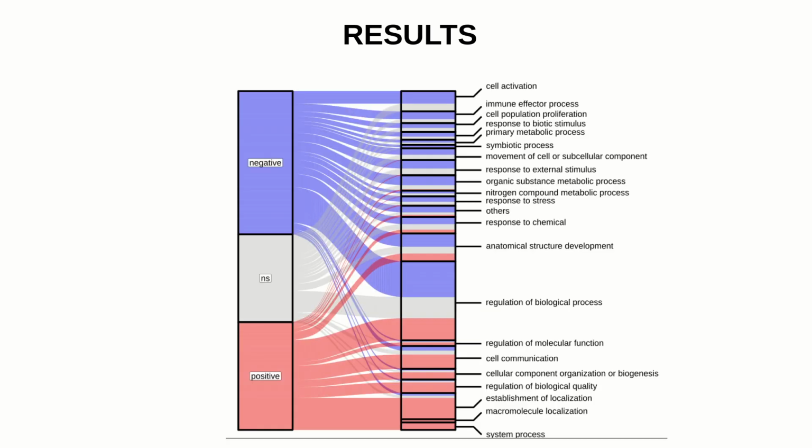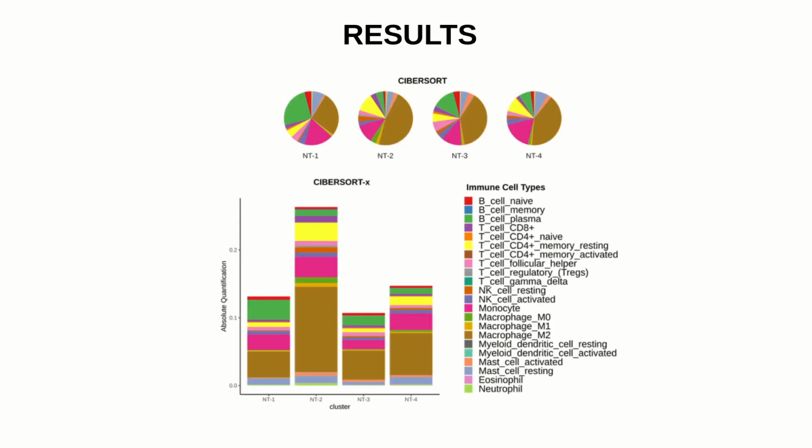Correlation analysis of these neurotransmission genes demonstrated a negative correlation between the neurotransmission and the immune processes. We saw that there is a negative correlation between cell activation and cell population proliferation related to immune cells. We also have a correlation with immune effector processes. These correlations were also validated using CIBERSORT.